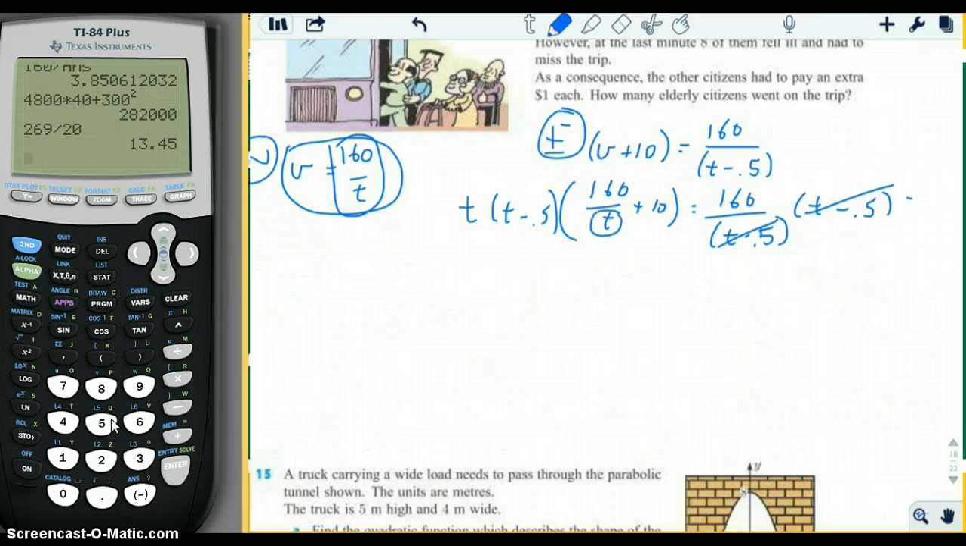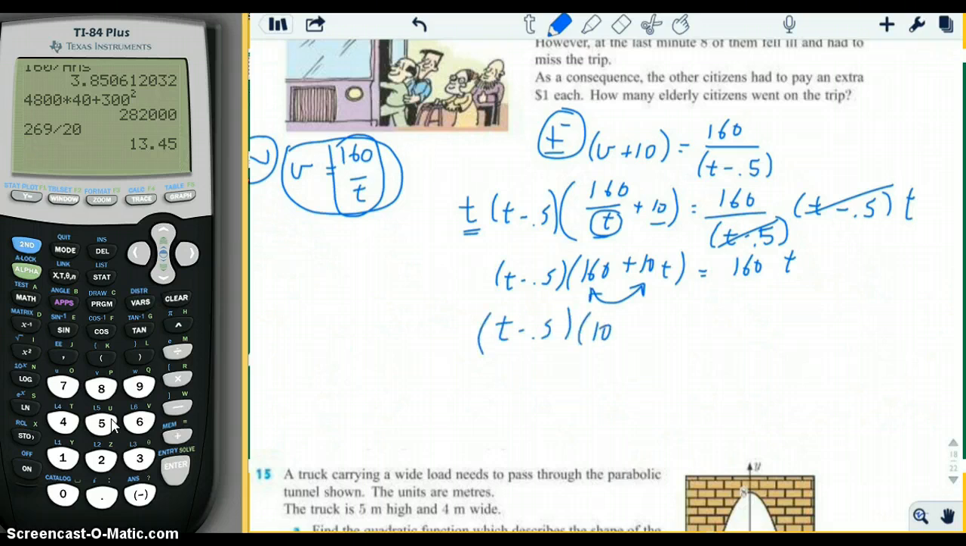So we multiply by t here, multiply by t here, and then we'll end up with t minus 0.5, and then we'll have 160 plus 10t, because we multiply t times this one, multiply t times this one, and we get that. That's equal to 160t. Let's reverse the order of these two because we're used to having the t first. So t minus 0.5 times 10t plus 160 equals 160t. Now we need to combine this term with the rest, so we need to multiply this out. We can't leave it factored. So we're going to do FOIL.